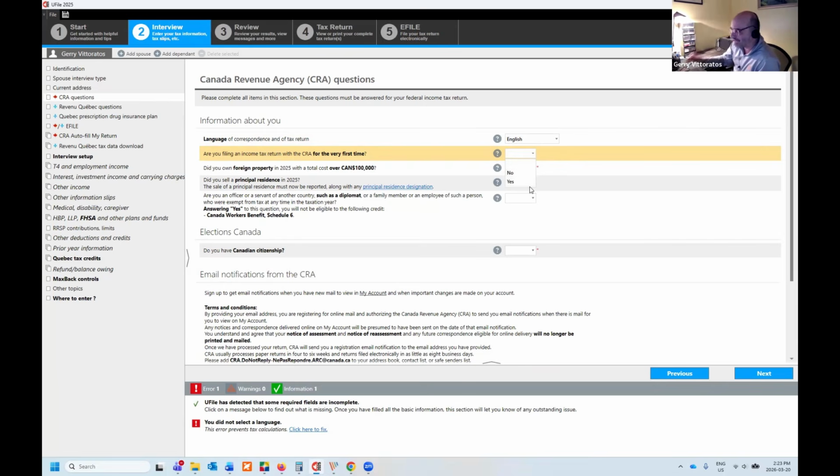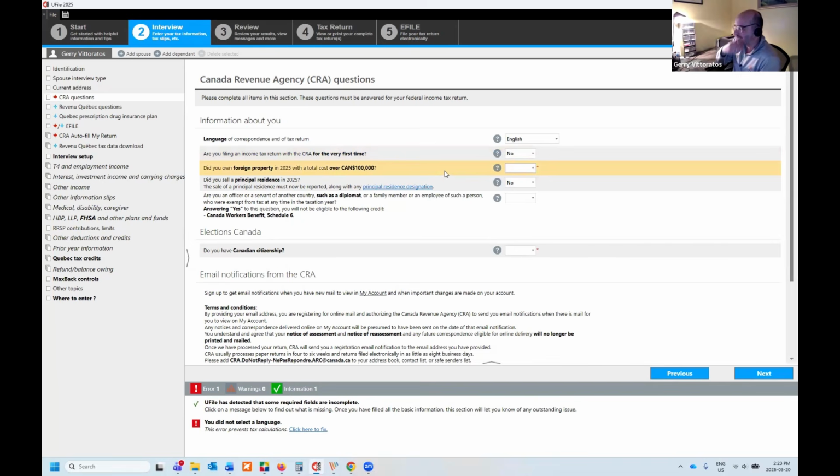The reason why the program asks you this question is because if you're filing for the first time, you will likely have to paper file the return. You'll have to mail it. Okay, the government will not accept it electronically because it's your first time.